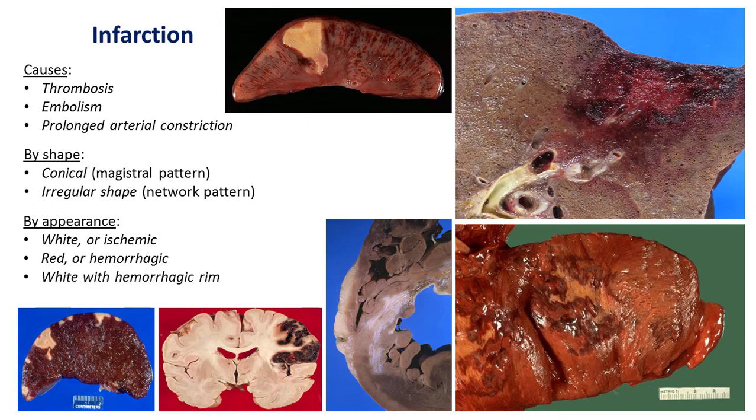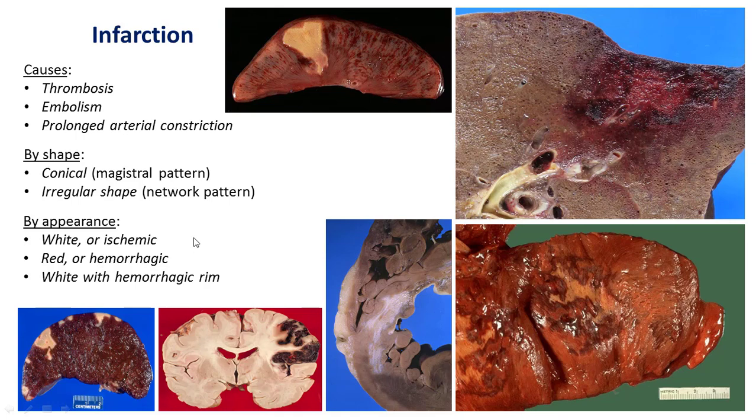According to organ appearance at necrosis, we also distinguish white or ischemic type, red or hemorrhagic type, and the third one, which is white with hemorrhagic rim. This depends on blood supply condition of this organ or tissue. If the organ is rich of collateral circulation, then highly possible hemorrhagic or red infarction occurs, as we can see it here on this pattern of necrosis of lung tissue. The necrotized area is dense and reddish.